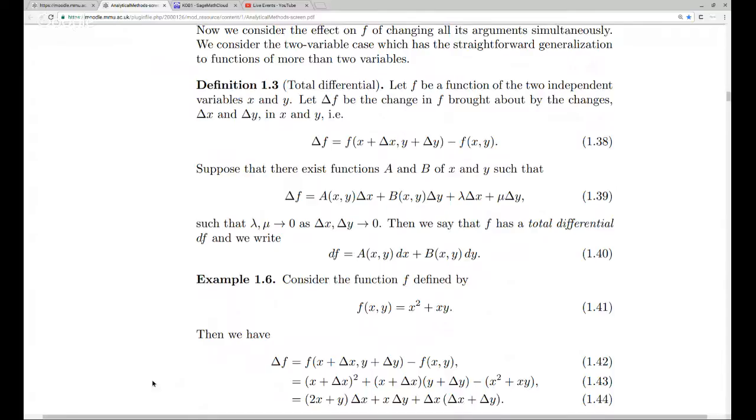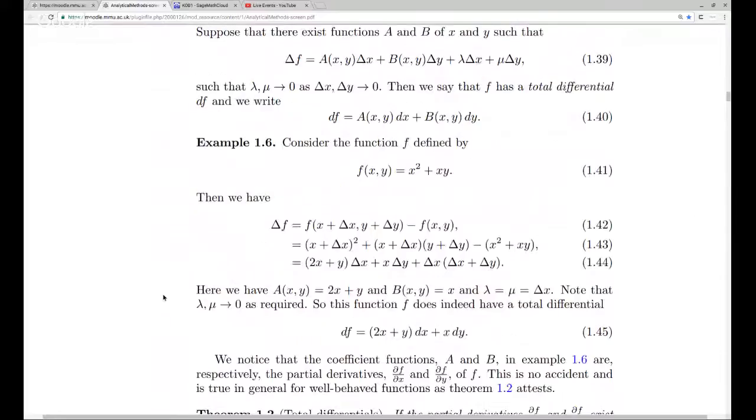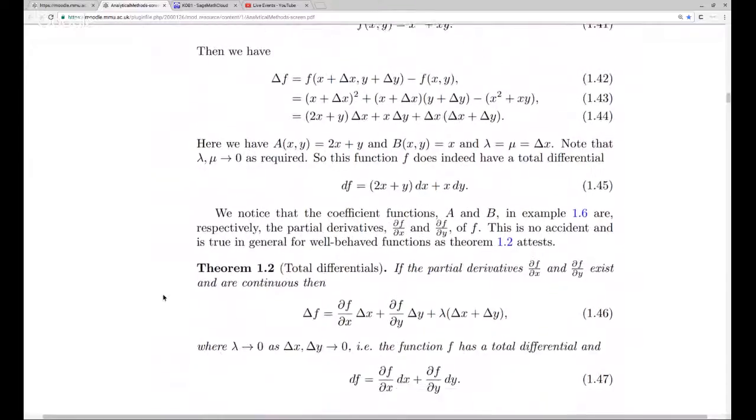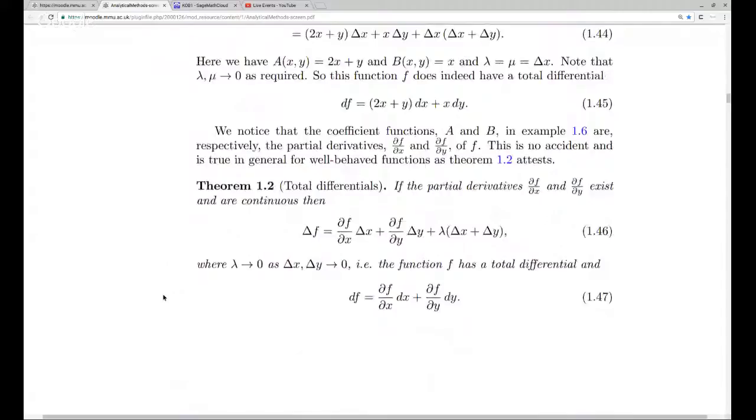But those two functions are evaluated just using information from the base point. They're just evaluated at the base point xy, for this one, and similarly for b. Now these functions, capital A and capital B, are not some strange kind of new function that we haven't talked about. They are exactly the partial derivatives. So just skipping forward slightly to this theorem down here.